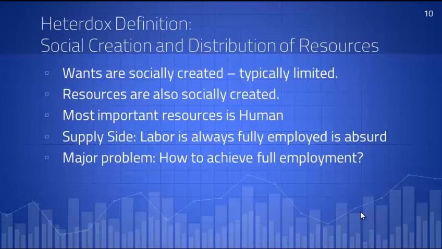There may be that everybody has enough to eat and drink, and basic needs are satisfied, and nobody wants any more. That's actually the standard Islamic paradigm. The resources that we have to fulfill these wants are also socially created. We decide whether we want to cut trees for wood, or whether we want to farm. The most important resource is the human resource. The people are the ones who create everything.